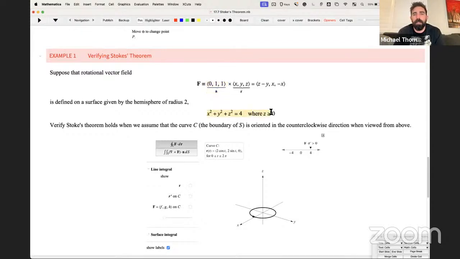So that, written explicitly, would look like that. Okay, so we're going to verify that Stokes' theorem holds. I need to tell you what the orientation on the boundary curve is, right? The orientation is going to be in the counterclockwise direction when viewed from above. That's pretty standard.